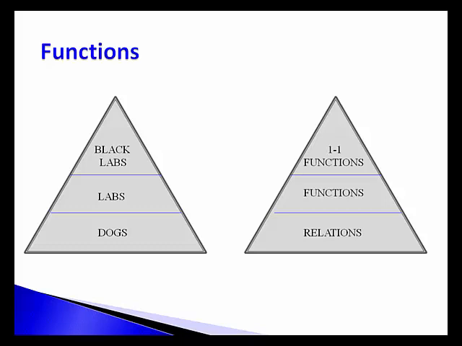Remember we had relations at the bottom. Some of them were functions. They were the ones that we played the function game with, and they passed that, or they passed the vertical line test. Today what we'll be looking at is what makes some of these functions be also one-to-one functions.